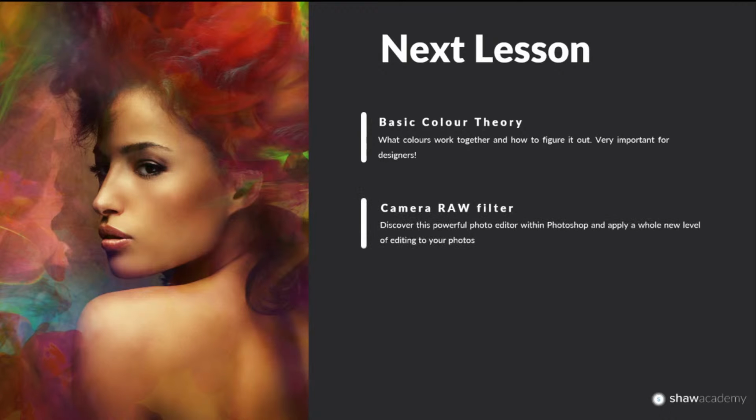We'll have a look at how to use the camera raw filter. So there's a very powerful photo editor within Photoshop, which was originally designed for editing camera raw photographs, but has been adapted as well now to basically edit any type of image or any type of photograph. There's a huge amount in it, but we will have a look at how you can use it to add better color to your photographs and your images.